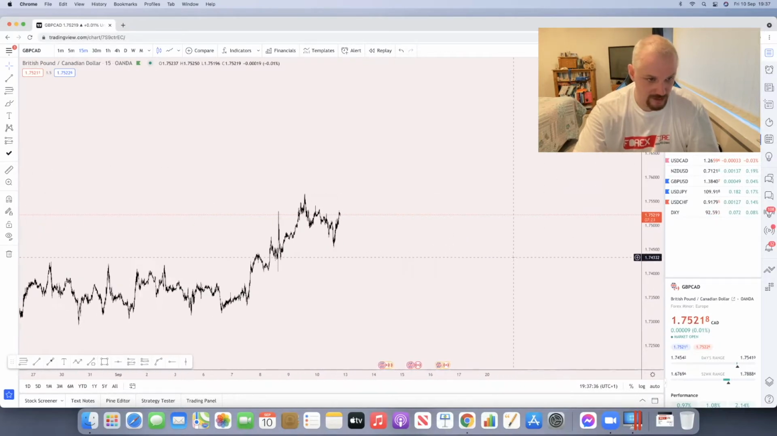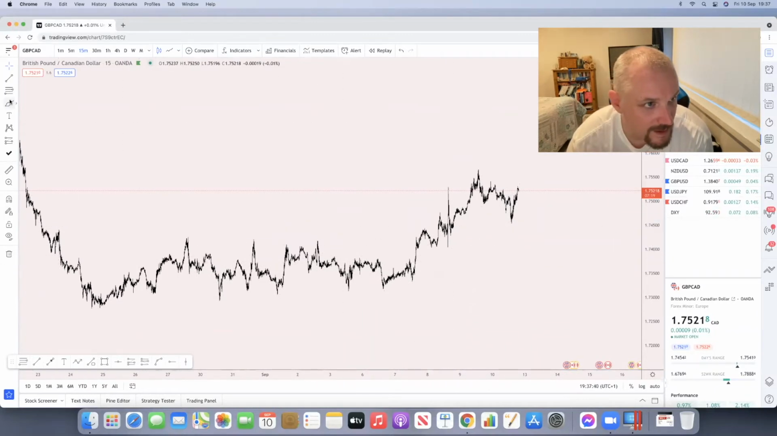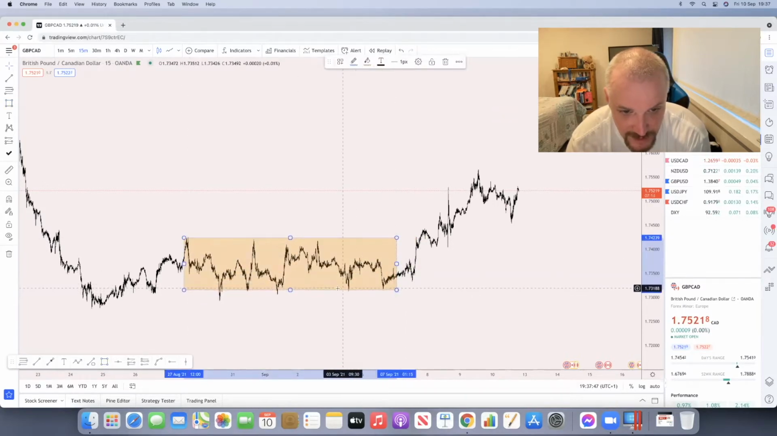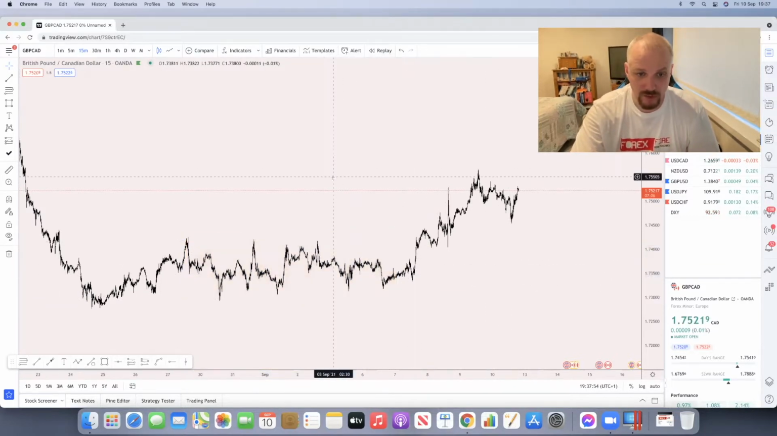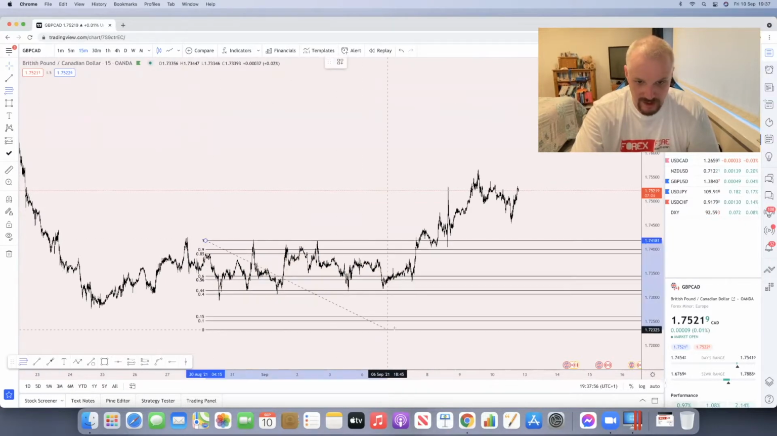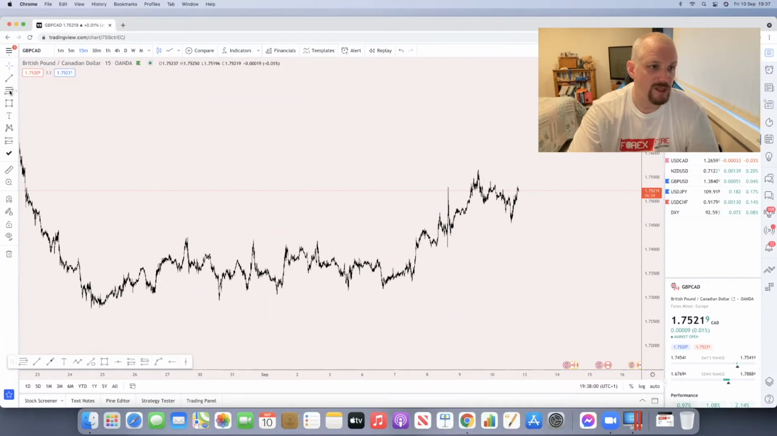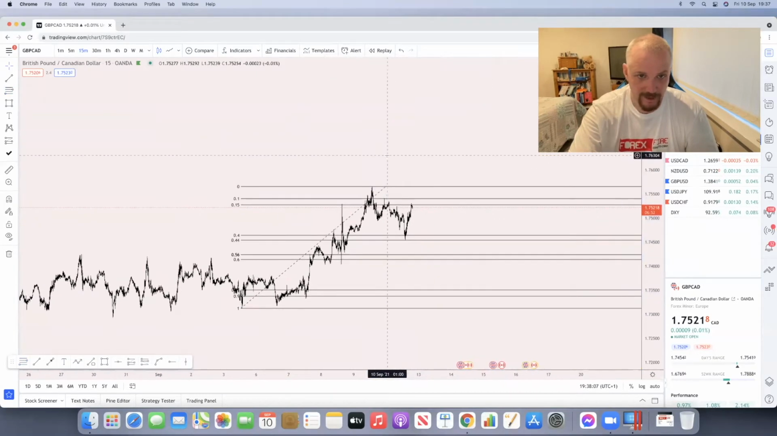So, as you can see, on here, this is the 15-minute chart we'll look at. Got a lot of consolidation here, and then we've had a breakout. So you could do your fibs. Get the fibs. We go from the swing low up to the swing high.